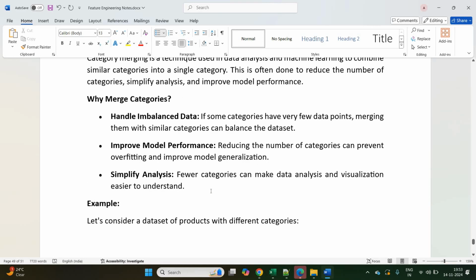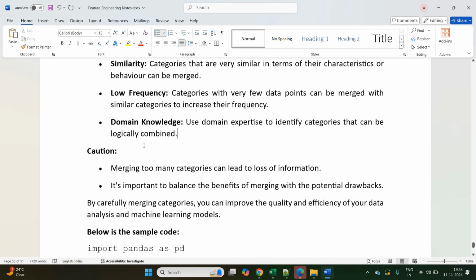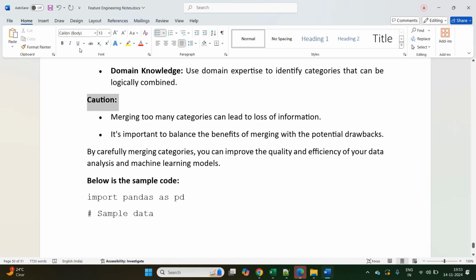But yeah, you cannot always do category merging. When you should not do category merging, let us understand that. So this one is the caution, when you should not use it. Why should you not use it, and what condition should prevent you from merging a number of categories into one single category? Merging too many categories can lead to loss of information. Obviously, this is very obvious here.